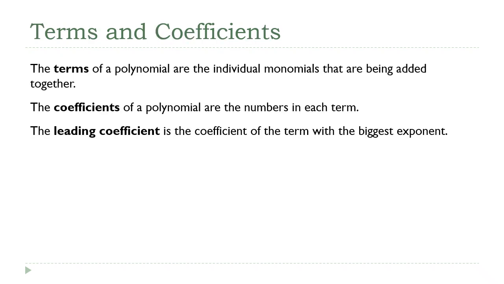I've just got a few more names here, a few more definitions. The terms of a polynomial are just those individual monomial pieces that are being added together. The coefficients are the number parts that we put at the beginning of each monomial. And the leading coefficient is the coefficient of the term with the biggest exponent.